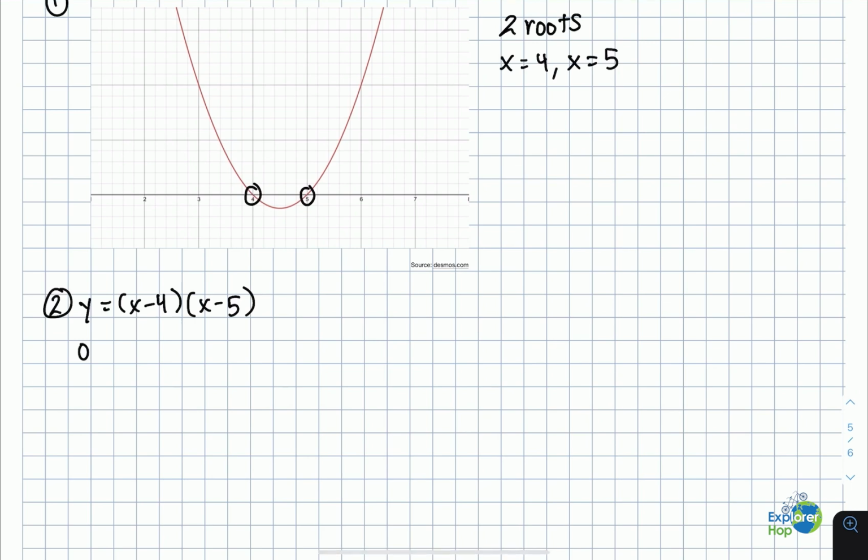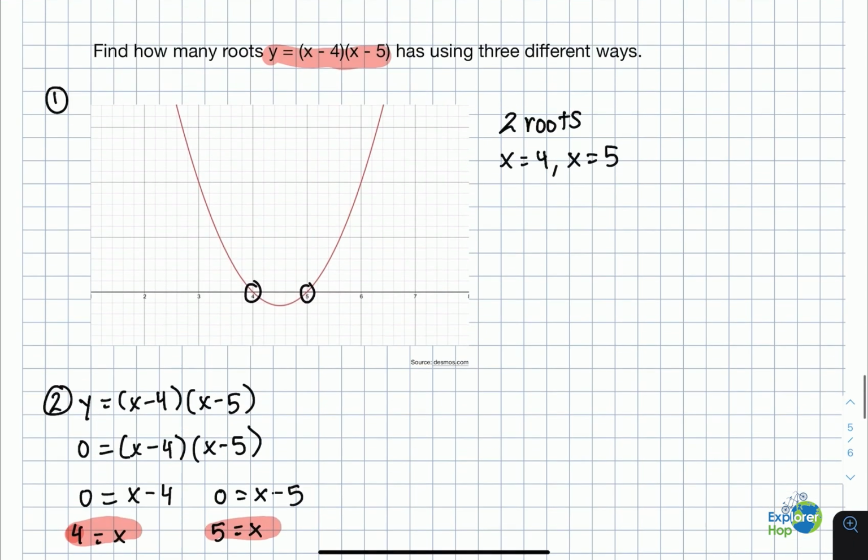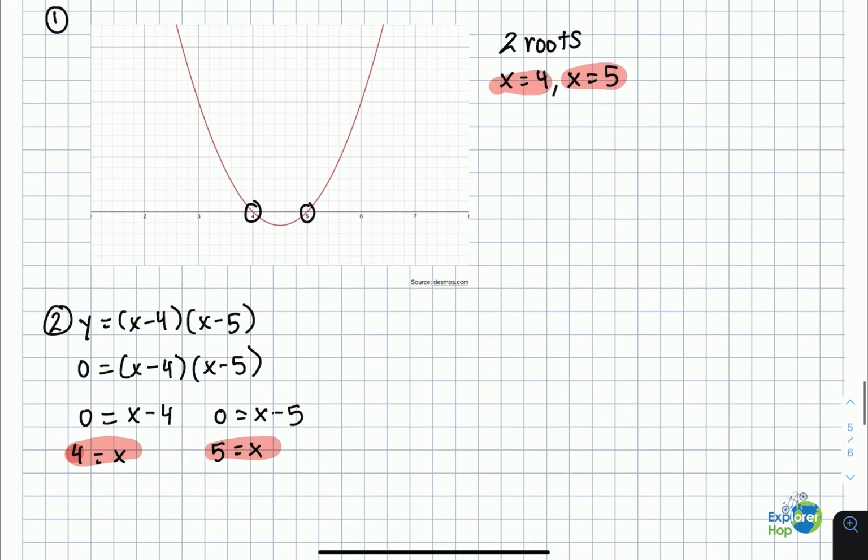So we just do 0 is equal to x minus 4 times x minus 5, which means 0 has to be either equal to x minus 4, or 0 has to be equal to x minus 5, which means the 2 roots are x equals 4 and x equals 5. And this is the same thing we got when we looked at the graph right here. Now let's see if the third method tells us the same thing.